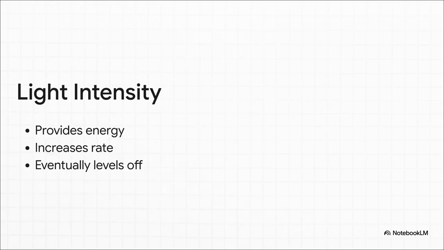Let's look at light intensity first. Light is literally the energy source here. As light gets more intense, the rate of photosynthesis shoots right up along with it. But eventually it just levels off. Why? Because the plant hits a ceiling where some other factor becomes that bottleneck. But without enough light to begin with, the plant simply cannot photosynthesize efficiently.